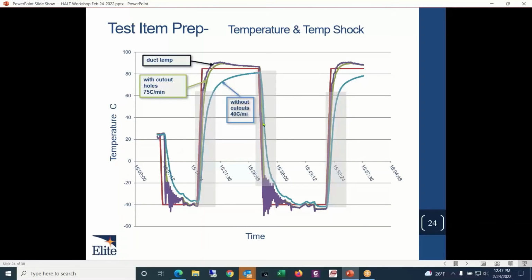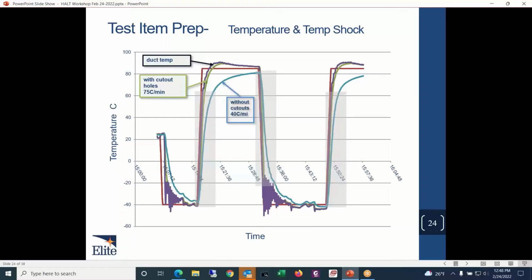This is our thermal shock profile, and the purple line here is the actual duct temperature. You can see that we can get some very, very quick thermal change rates with that duct air. The unit with cutout holes, we were able to get about 75 degrees C per minute temperature changes. This is actually on the printed circuit board, where the thermocouple is measuring that. So this is the thermostat with the cutout holes. The thermostat without it, we're only able to get about a 40 degrees C per minute ramp rate, which may not seem like it's that significantly different.